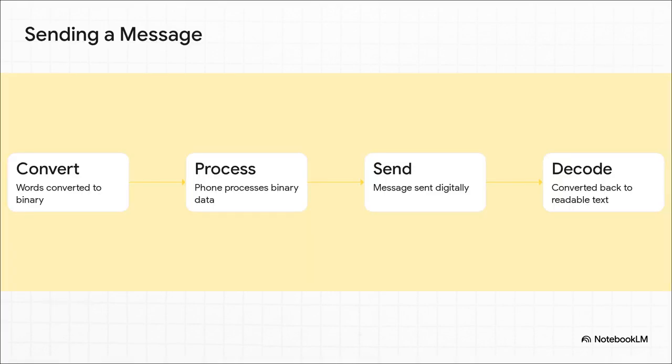Let's ground this in something you probably did right before starting this explainer, sending a text message. First, your typed words get converted into binary code. Second, your phone processes that binary data using its transistors. Third, the message gets sent digitally across the network. And finally, your friend's device receives it and converts it right back into readable text. What's mind-blowing is that this entire multi-step digital translation happens across the world in mere seconds.